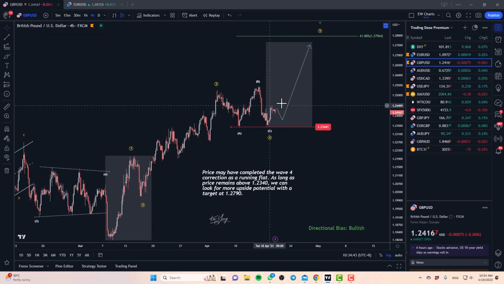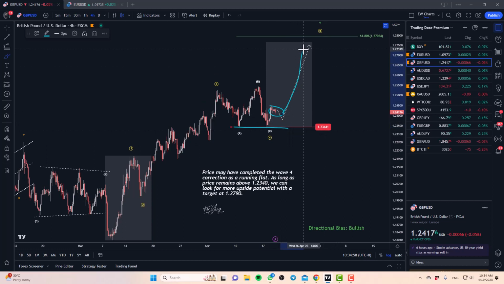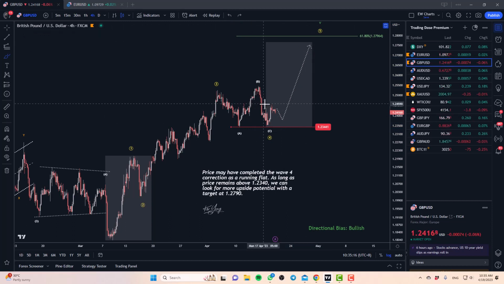But we'll see how it goes. So right now the idea is if we stick to this as a running flat, then it means this should probably just consolidate around this area and not touch that low at 1.2345, and we should see a continuation upside with a target at the top. So pound dollar here, we're generally looking for buy opportunities. The question is just whether this will be a running flat, or will this develop into an expanding flat before the push up.